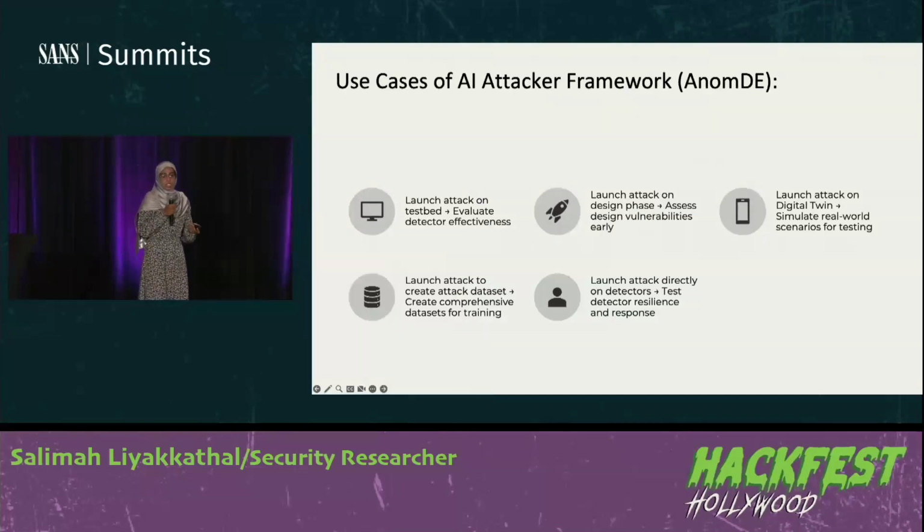And here are some use cases you could use for this AI attacker framework or methodology. I call this anom-D. Anom-D for anomaly, D for detection, E for evaluator. Because this is one part of my postgrad research, another part was to use these attacks to evaluate defense mechanisms. Hence, I call it anom-D.